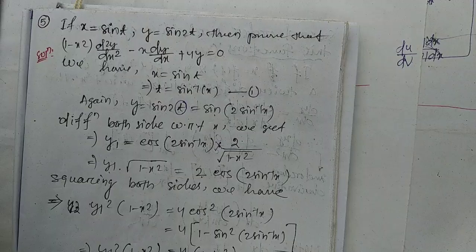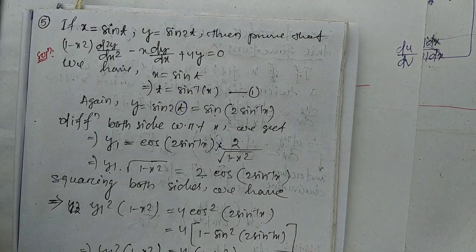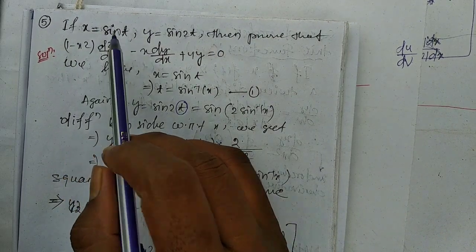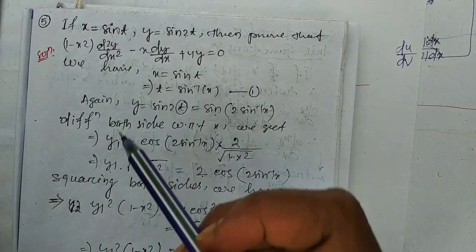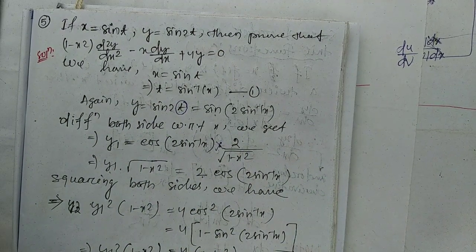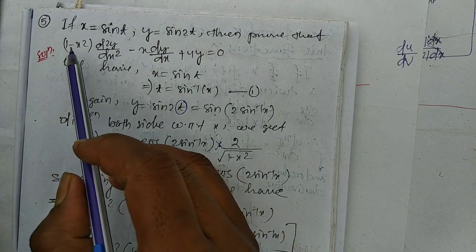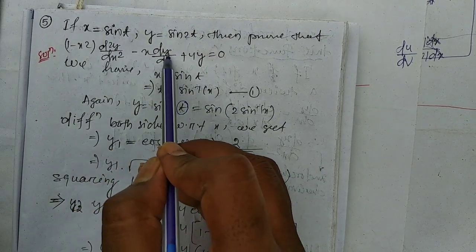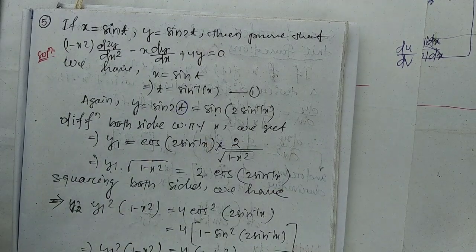So dear student, here the question is, if x is equal to sin t, y is equal to sin 2t, then prove that 1 minus x square into y2 minus x y1 plus 4y is equal to 0.